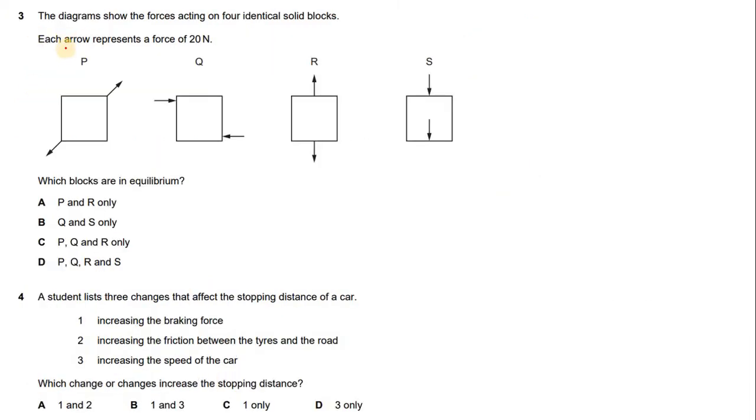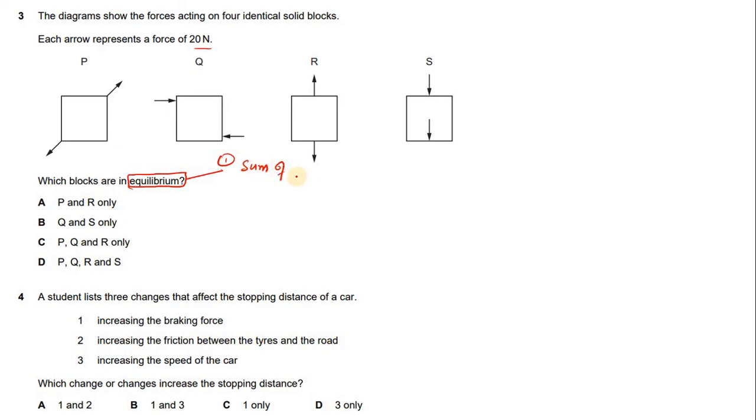Question number 3. The diagram shows the forces acting on 4 identical solid blocks. Each arrow represents a force of 20 Newton. Which blocks are in equilibrium? It's not about the rest state, it's about equilibrium. So there are 2 conditions of equilibrium. If you remember, condition number 1 is that the sum of all forces must be 0.